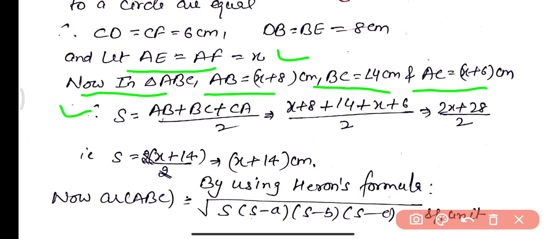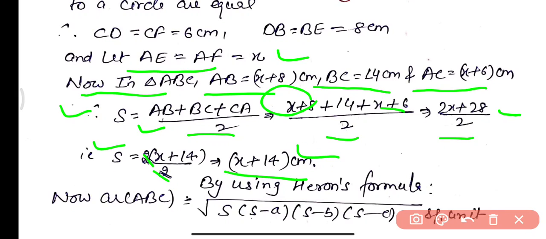Now find the semi-perimeter of triangle ABC. The perimeter is the sum of the sides, that is AB plus BC plus CA, and half of the perimeter is known as the semi-perimeter. So here AB is x plus 8, BC is 14 and AC is x plus 6, upon 2. So this will be 2x plus 28 upon 2, and this will be 2 into x plus 14 by 2. The 2 will be cancelled. So x plus 14 cm is the semi-perimeter, meaning half of the perimeter. So S equals x plus 14 cm.